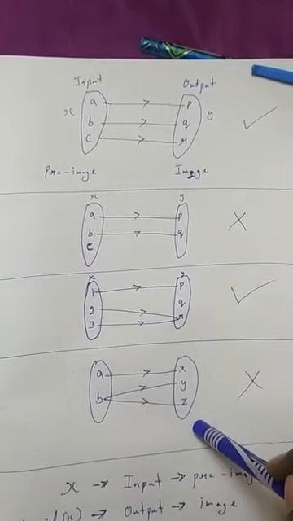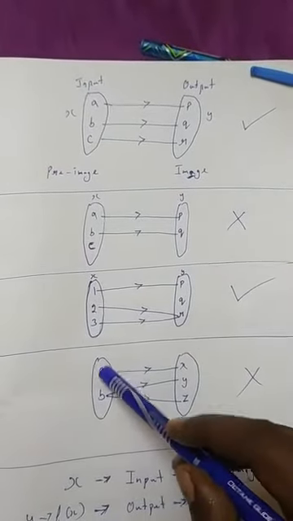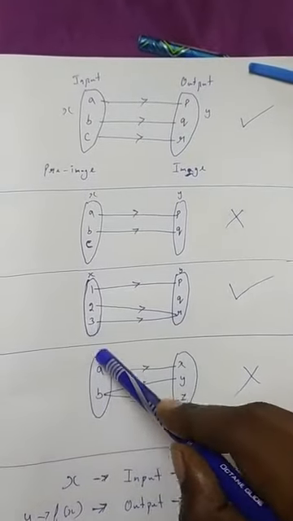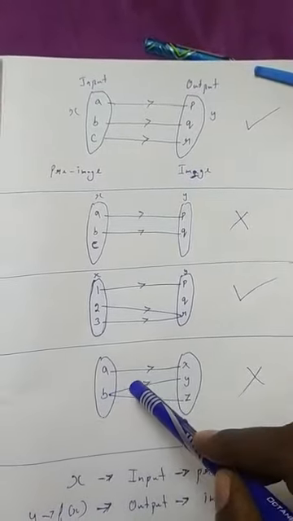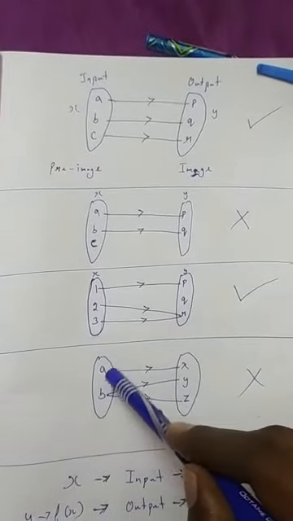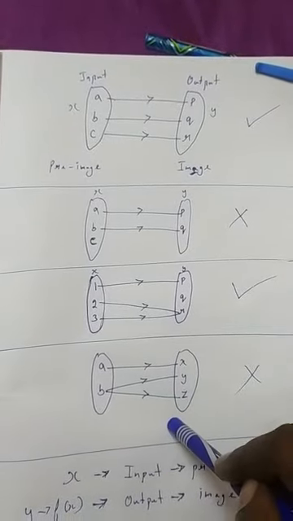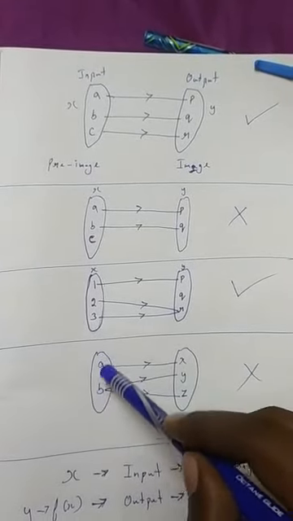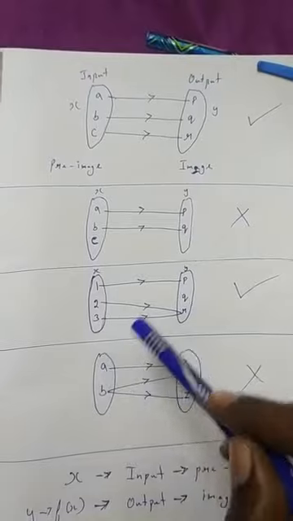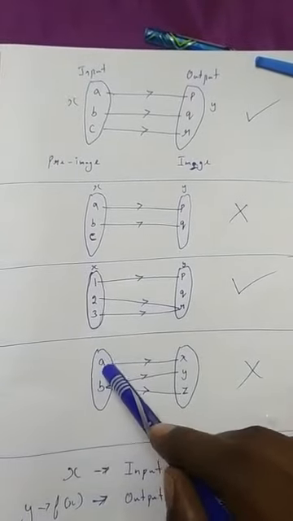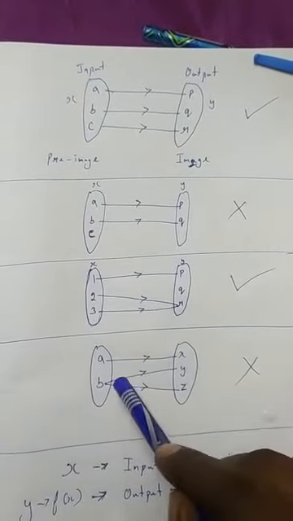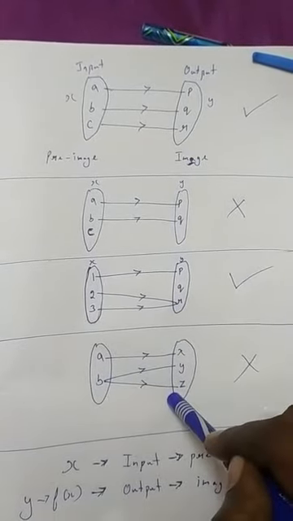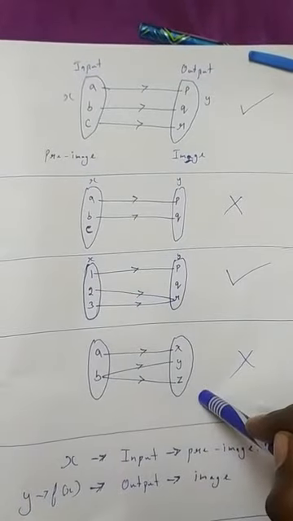Now, look at the next example. A, B, X, Y, Z. What is the first condition? All the elements in the domain must have image. So, if you check A, B, A has an image, B also has an image. Second condition is, all the elements in the domain must have only one image. If you check this domain, A has only one image, it is okay. But B has two images. So the second condition is not satisfied here. Therefore, it is not a function.